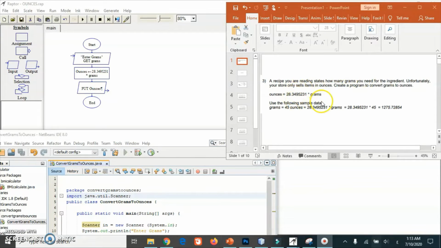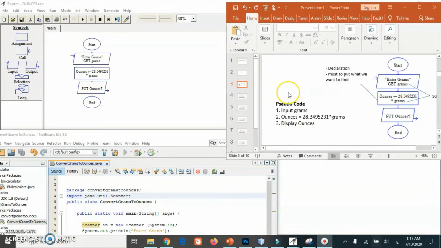Okay, firstly, this is problem solving. How do we want to solve the problem? First, we must understand the question. Based on the question, we must create a program to convert grams to ounces. Okay, now we must convert grams to ounces. This is the formula to get the ounces, and we can use this formula in pseudocode.